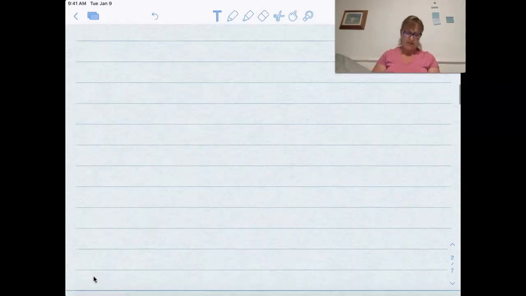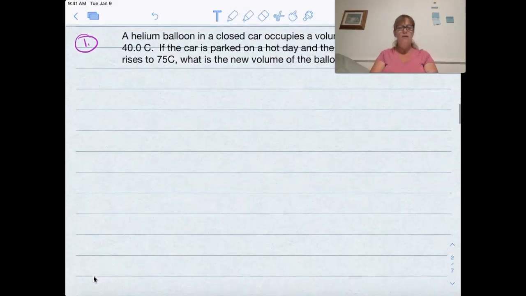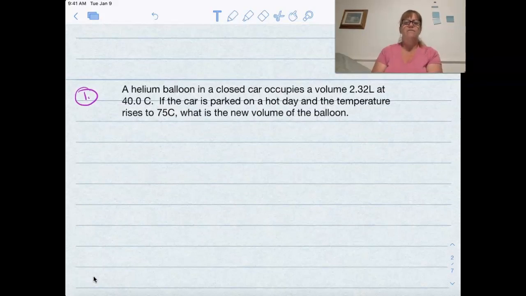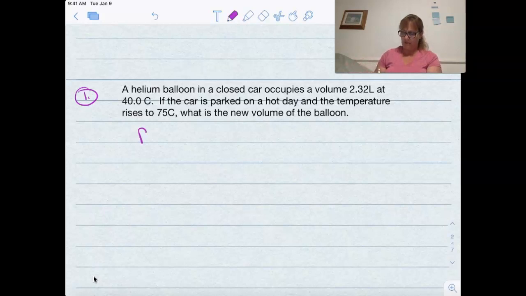Okay, so let's look at our first demo problem. A helium balloon in a closed car occupies a volume of 2.32 liters at 40 degrees Celsius. If the car is parked on a hot day and the temperature rises to 75 degrees Celsius, what is the new volume of the balloon? Okay, so first thing I want you to do, write down your combined gas law. P1 V1 over T1 equals P2 V2 over T2.